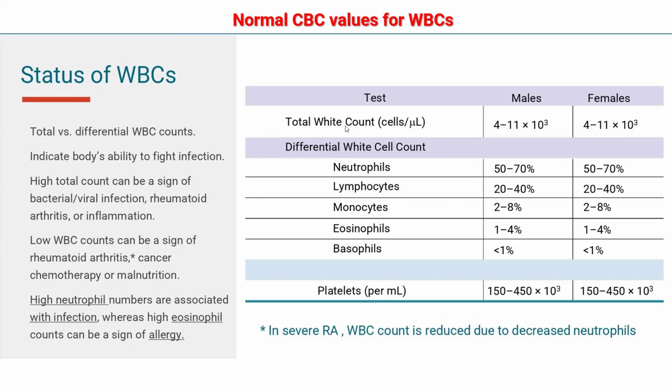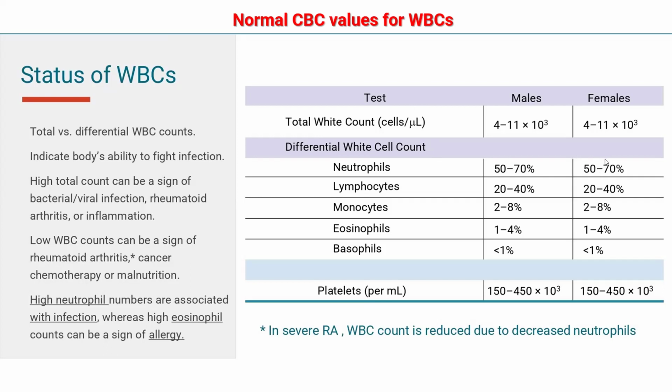So the total white cell count, the cells per microliter, is about that in males and females, and we don't have to memorize these numbers, but I'm just giving this lecture as an introduction before we talk about disorders and the screening for different hematologic disorders. In the differential white cell count, neutrophils should be about 50 to 70% of the total white blood cell count.